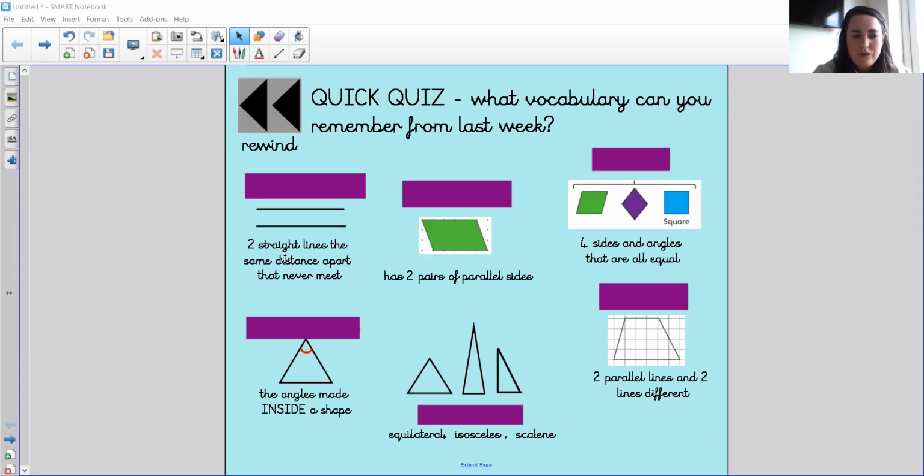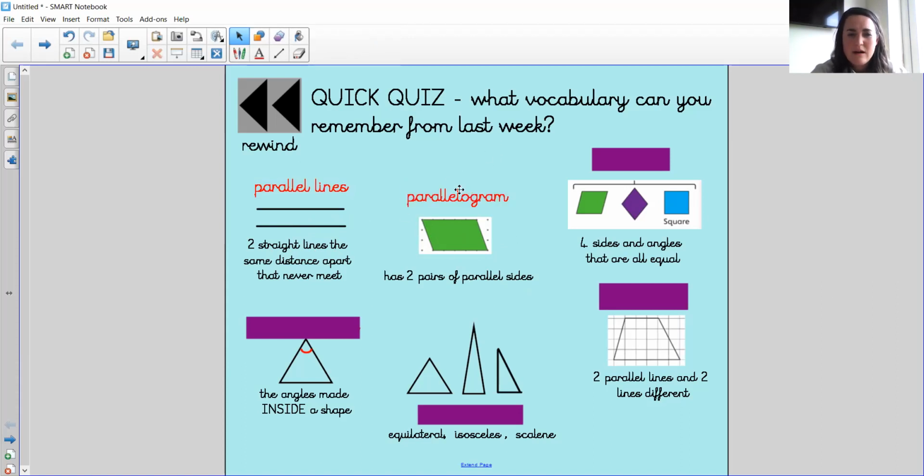Okay, so here I've got two straight lines, the same distance apart, that never meet. I know that they are called parallel lines. Okay, two lines, same distance apart, never meet. I've got this shape here that has two pairs of parallel lines. Okay, so the top and bottom lines are parallel. The left and the right sides are parallel. And this is called a parallelogram. Okay, so a parallelogram is a type of quadrilateral that has got two sets of parallel sides.